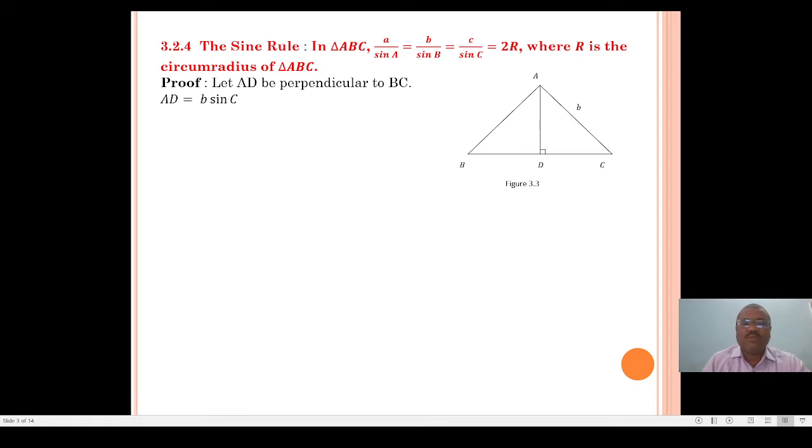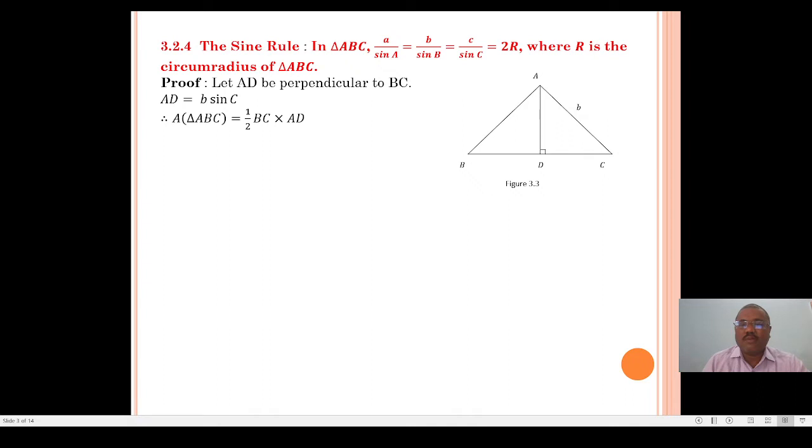So AD equals b sin C. We consider C as the angle. We know that sin C equals AD upon AC, and the value of AC is b. So we get AD equals b sin C. Therefore area of triangle ABC equals half BC into AD, base into height. Base is BC and height is AD.